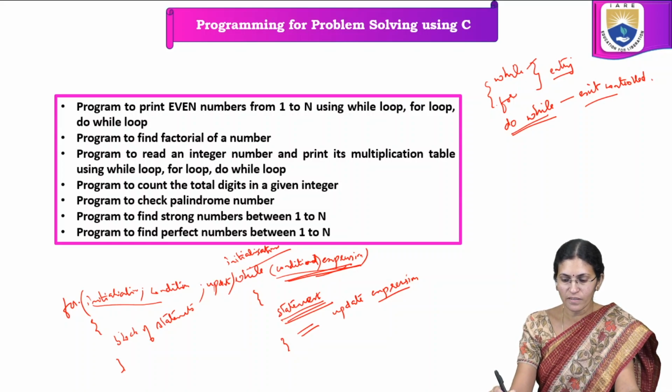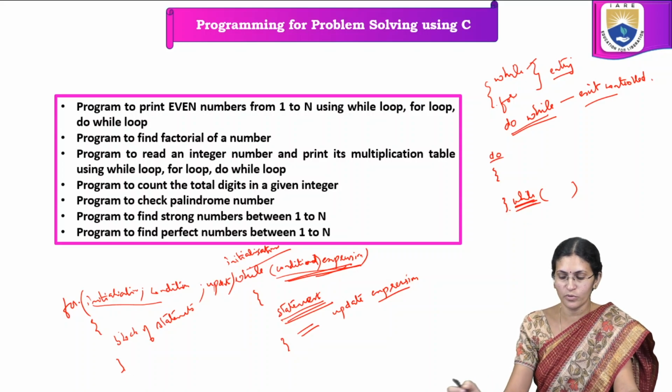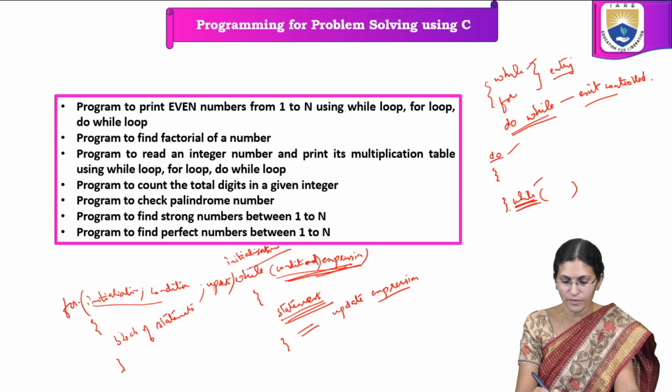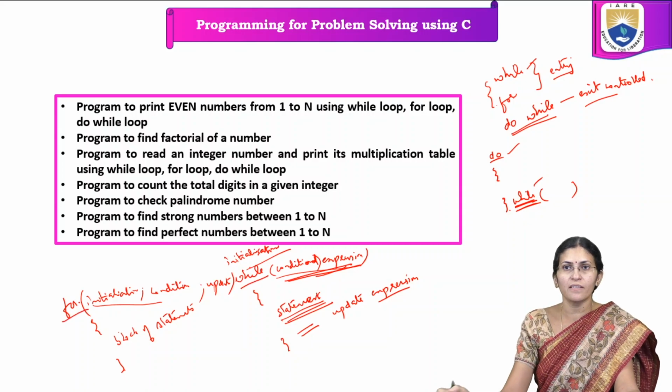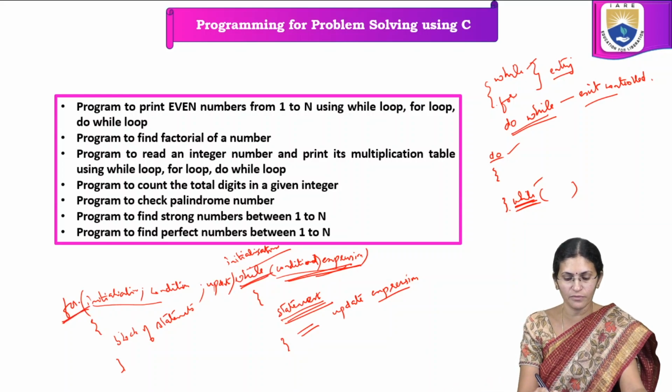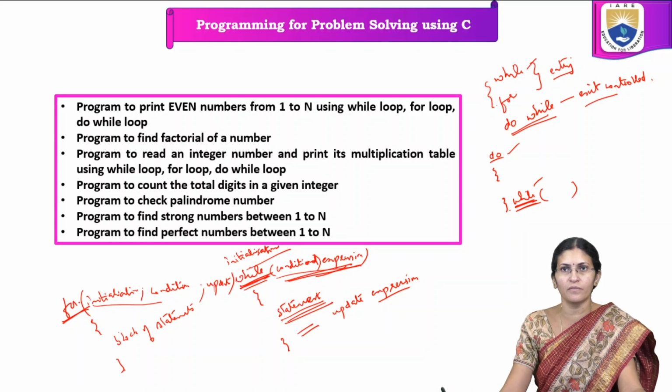The do while loop syntax is: do, and then inside this we write the statements. After that we check the condition. So do is a keyword, and while is a keyword here. All the keywords in C programming language are written in small letters. We know that there are different keywords; keywords are nothing but reserved words.